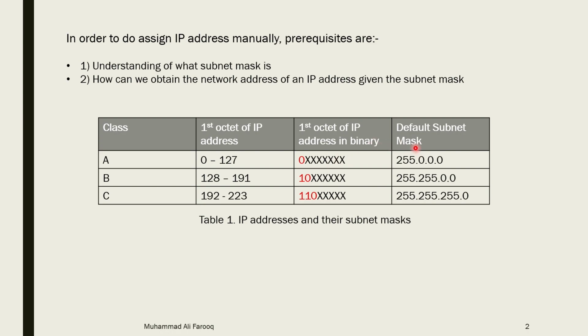Now let's look into the subnet mask. Class A has a default subnet mask of 255.0.0.0, class B has 255.255.0.0, and class C has 255.255.255.0. Now let's say we are given an IP address 192.168.0.57. I will see the first octet. It lies between 192 to 223, so it is identified as a class C IP. You have to remember that these ranges which are given are inclusive.